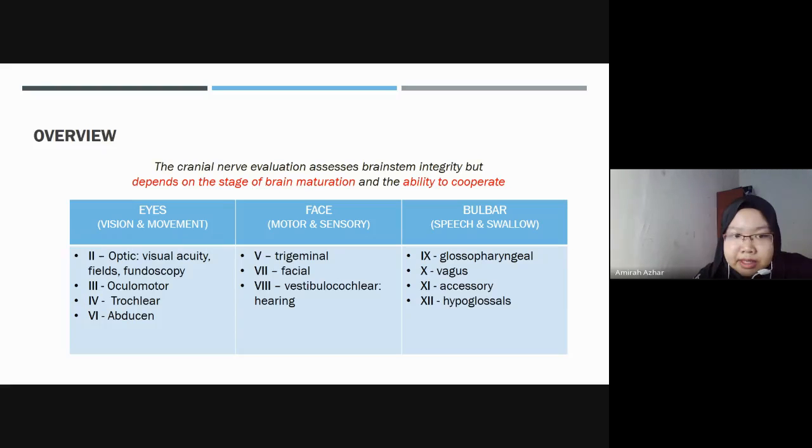In the table, I have specified which structures you will be assessing: the eyes for vision and movement, the face for motor and sensory, and also the bulbar for speech and swallow. So now let's go through each cranial nerve.